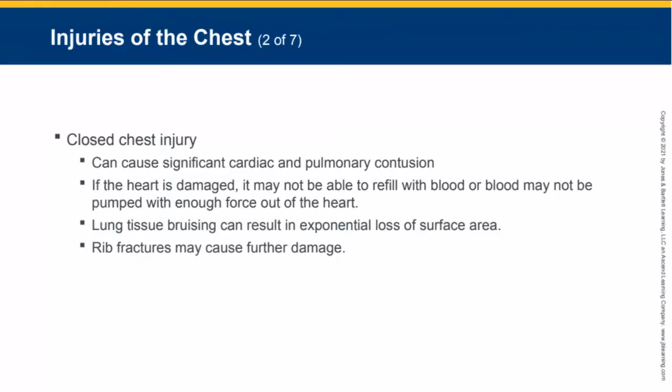Lung tissue bruising can result in exponential loss of surface area. If surface area is lost, this will affect respiration. Rib fractures may cause further damage. An unstable rib can puncture a lung.